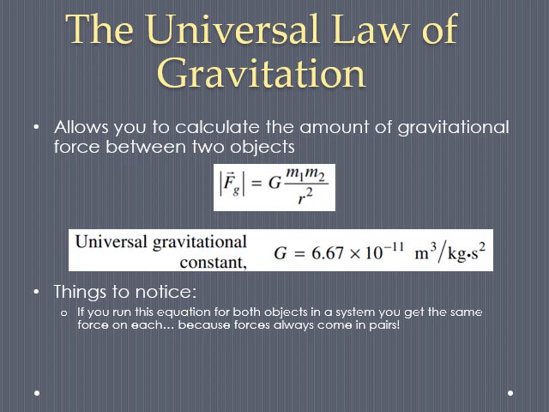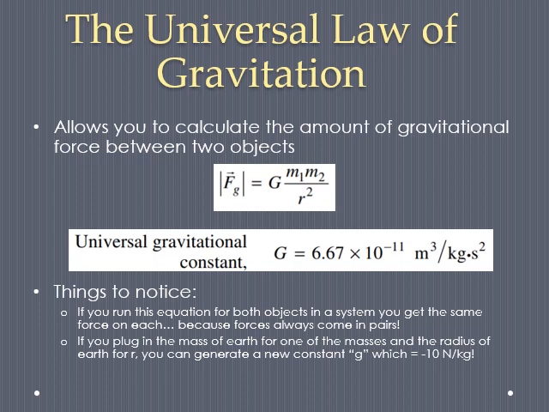The first is that it doesn't matter which object is m1 and which object's m2. So if you're doing the force of gravity on a ball due to Earth, the ball could be m1 and Earth could be m2, or they could flip-flop, and you're going to get the same answer either way because of that commutative property of multiplication. 2 times 4 is the same as 4 times 2. And this is kind of cool because it's in agreement with Newton's third law that the force is a single interaction and it's going to be the same on both objects. It doesn't matter which object you choose to be first, you end up with the same amount of force either way because forces always come in pairs.